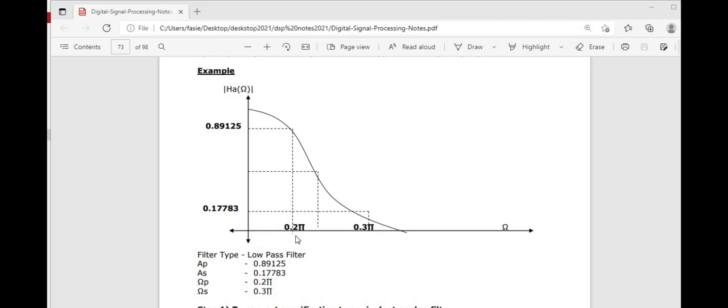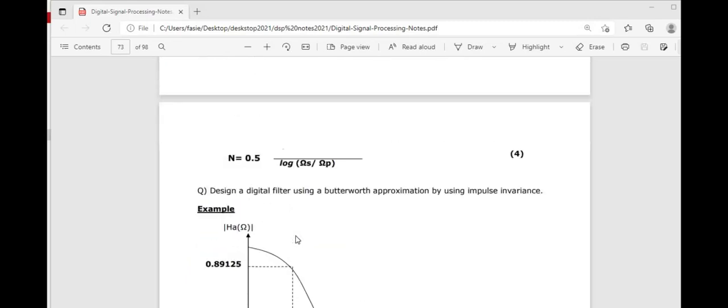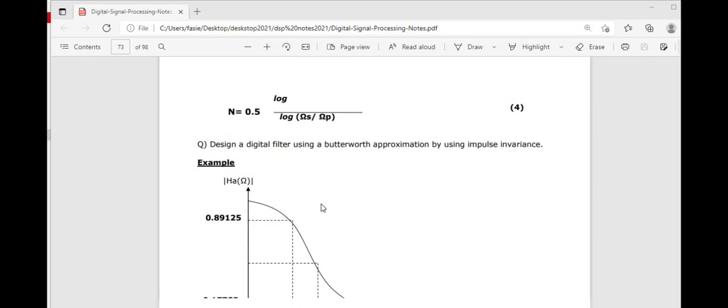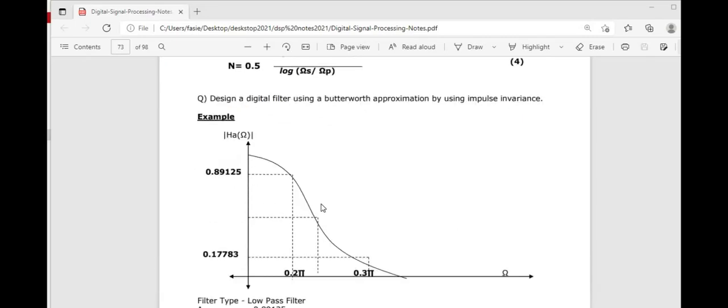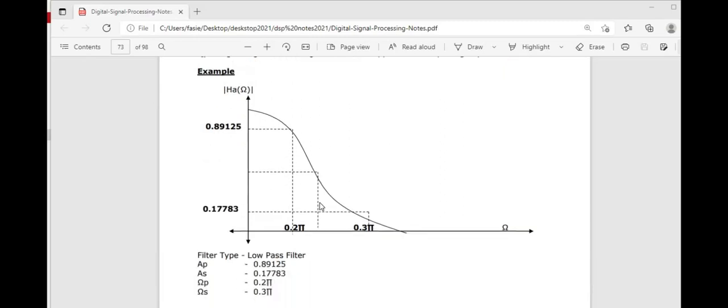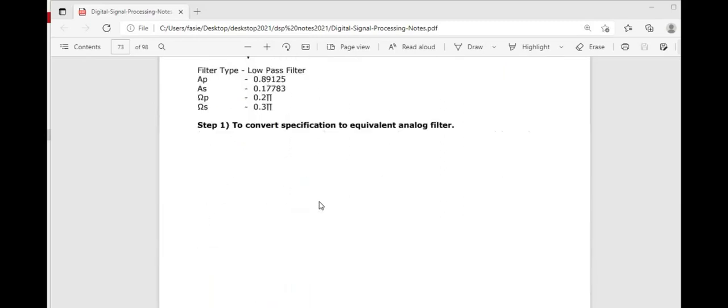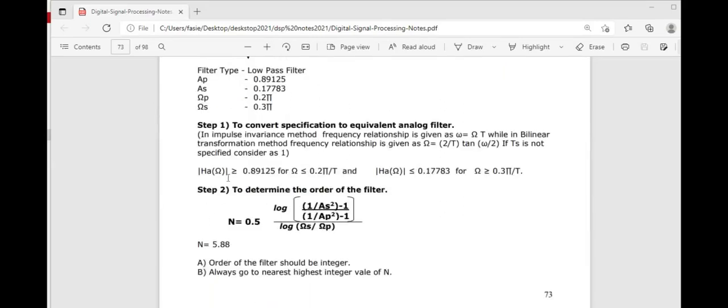What is the question asking? Design the digital filter using the Butterworth approximation by using the impulse invariance method. By using that we need to design the filter. For that, this graph is given. So now what we are doing, the first step is to find the range, right?